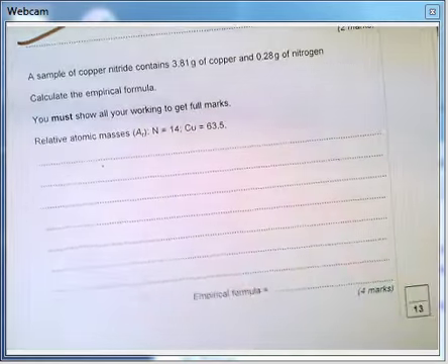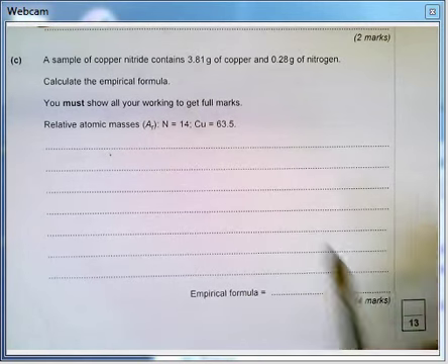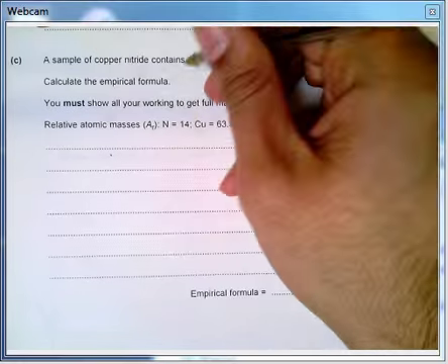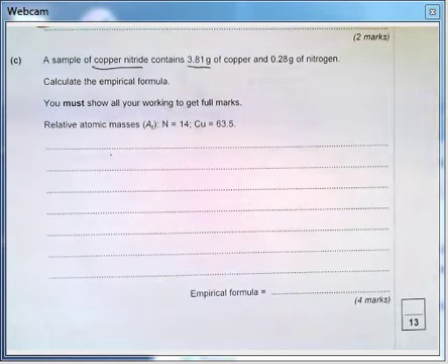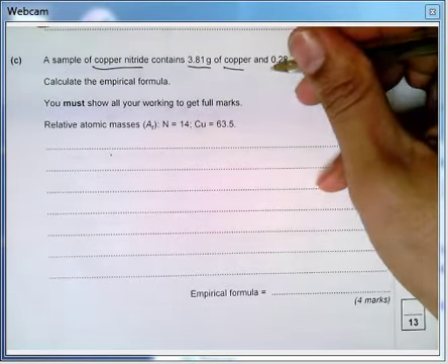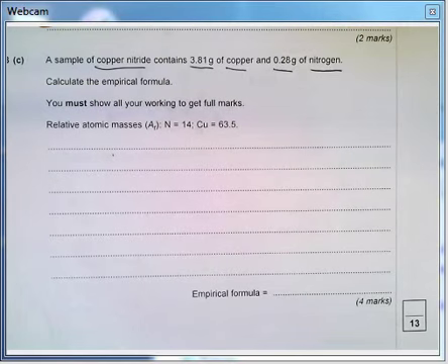So here's a typical question for that. You've got a sample of copper nitride, which contains 3.81 grams of copper and 0.28 grams of nitrogen. Okay, so you know exactly how much mass of each you have. They're asking you to calculate the empirical formula, and they're saying show all your working.